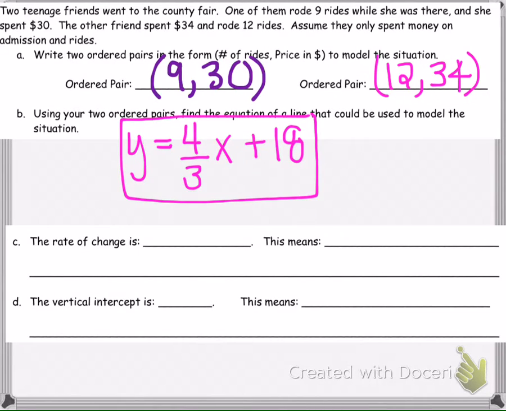In Part C, we are asked what the rate of change is for the equation that models the situation. So we know that the rate of change is the same thing as slope, and is the number in front of x when it's in y equals mx plus b. So the rate of change is 4/3. And now it asks us to explain what the 4 and the 3 represent.